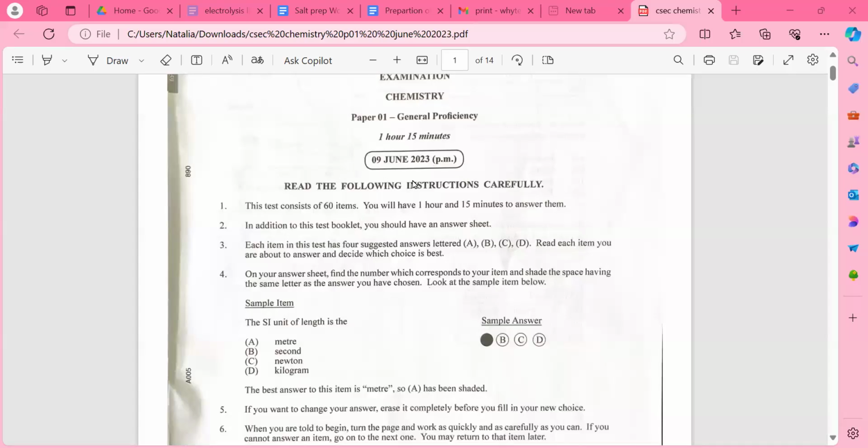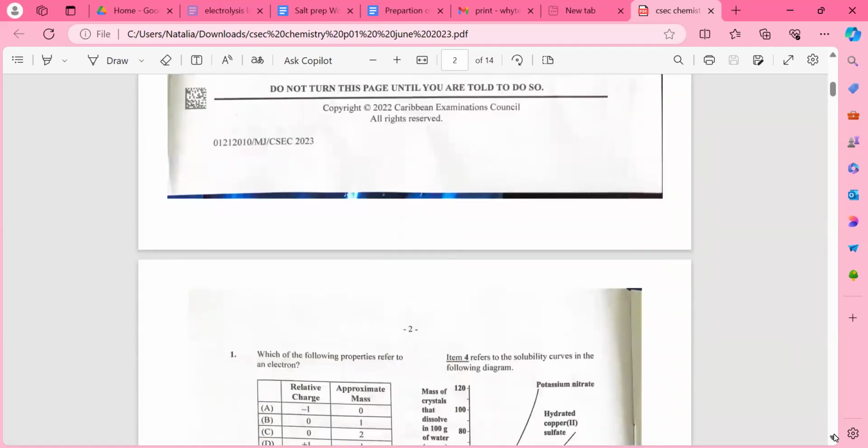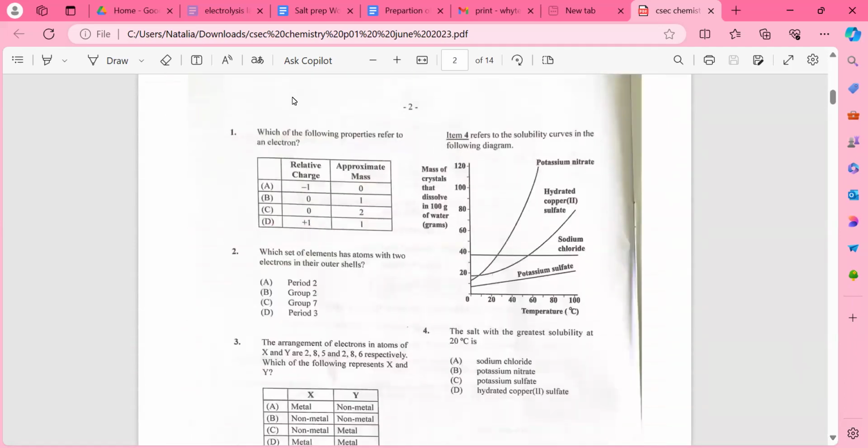All right, so we're gonna do June 2023 paper one for chemistry. It says, which of the following properties refers to an electron? Electrons are negatively charged and have an approximate mass of 0. So the answer is A.